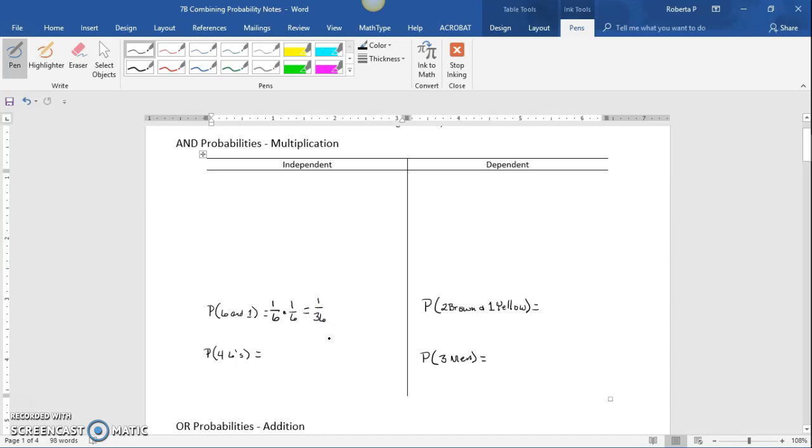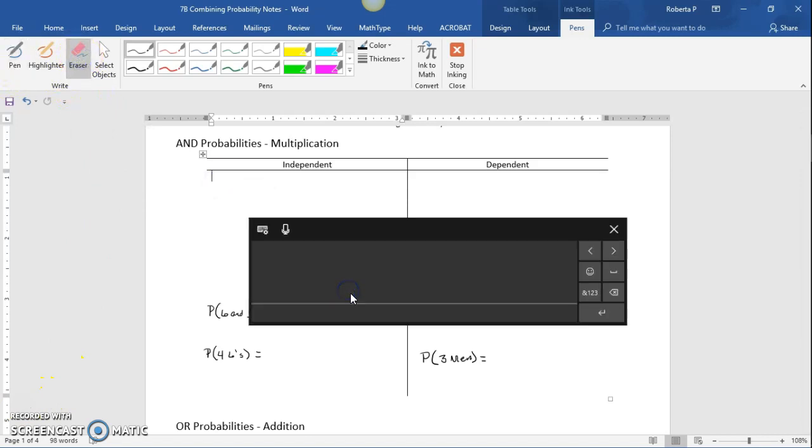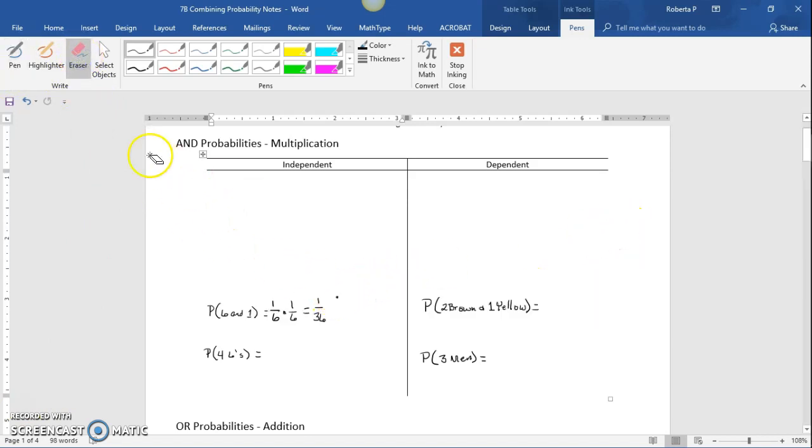Again, we can write probabilities as a fraction, a decimal, or a percent. So 1 out of 36 as a decimal is 0.03, or as a percent it's 2.8%.